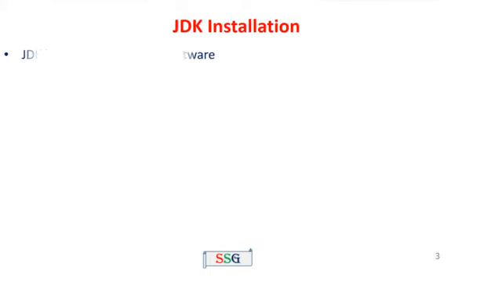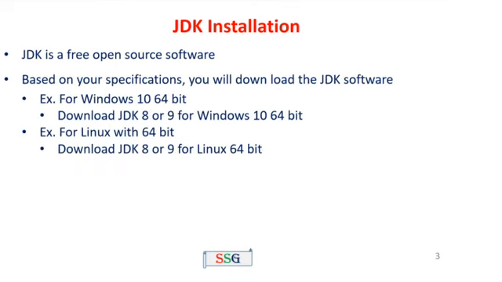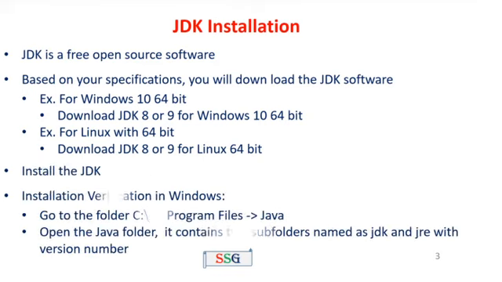The first one, JDK installation. JDK is free open source software. Suppose you want to install the JDK. Before that, you have to analyze the specification of your system. Based on the specification, you will download the JDK software. For example, for Windows 10 with a 64-bit processor, you have to download JDK 8 or 9 for Windows 10 64-bit. Suppose your system is working with Linux 64-bit, then download JDK 8 or 9 for Linux 64-bit.